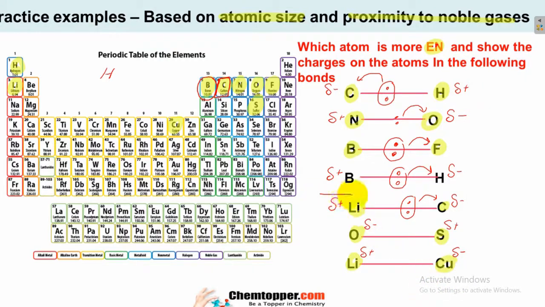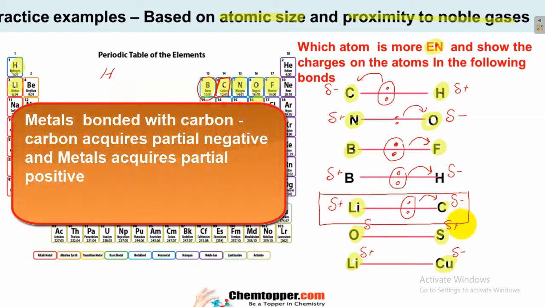Lithium carbon bond or any metal bonded with carbon. Remember, any metal bonded with carbon will make carbon partially negative, because in that case carbon is more electronegative than the metal. This is very important, which we need to know for many organometallic bonds or chemical reactions.